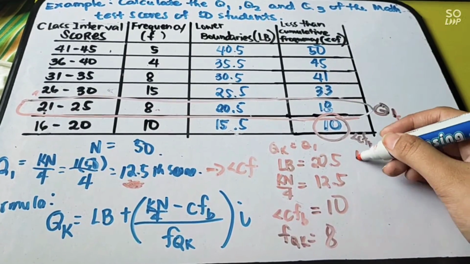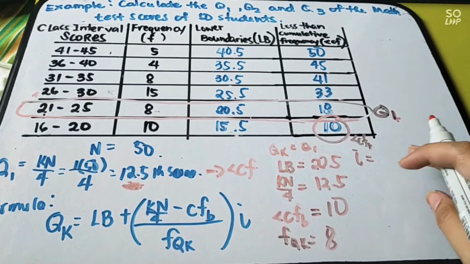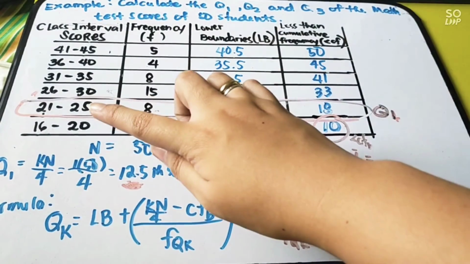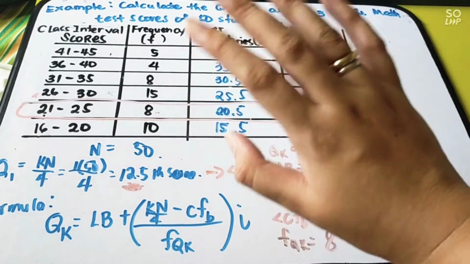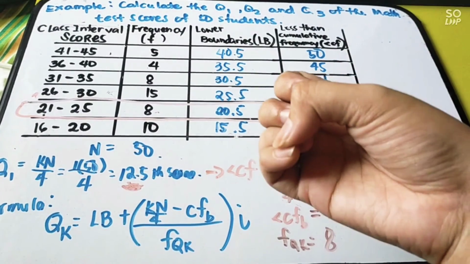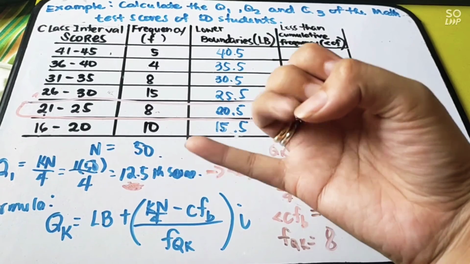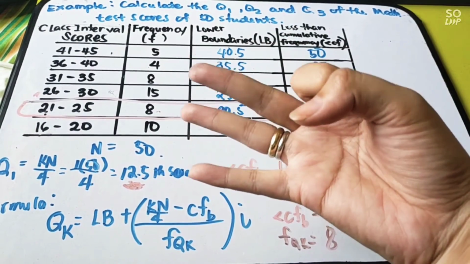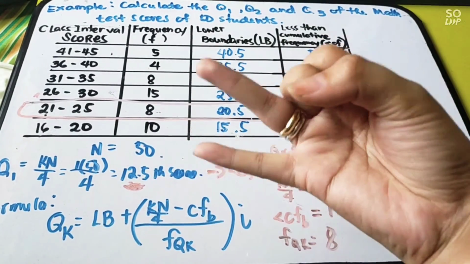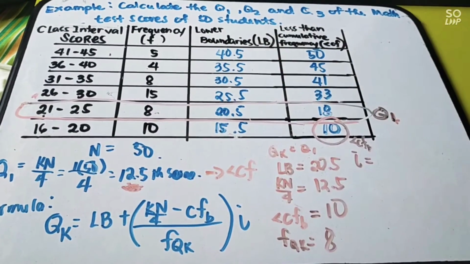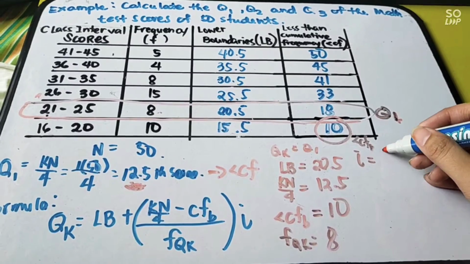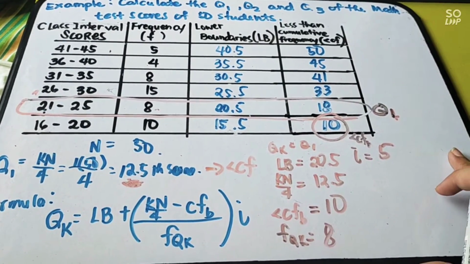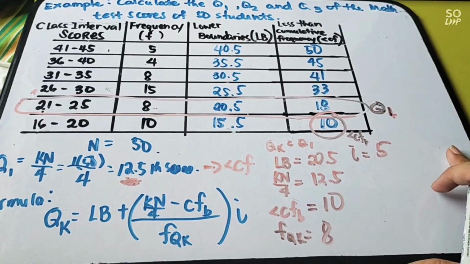Then, your I, we have the class interval. Ano naman yung class interval? Ito yung interval ng bawat scores mo. For example, 16 to 20. Ilan ang interval niya? Start ka ng bilang kay 16: 16, 17, 18, 19, 20. 5. Next, 21, 22, 23, 24, 25. 26, 27, 28, 29, 30. So, the class interval, we have 5. Is it clear? That is I.